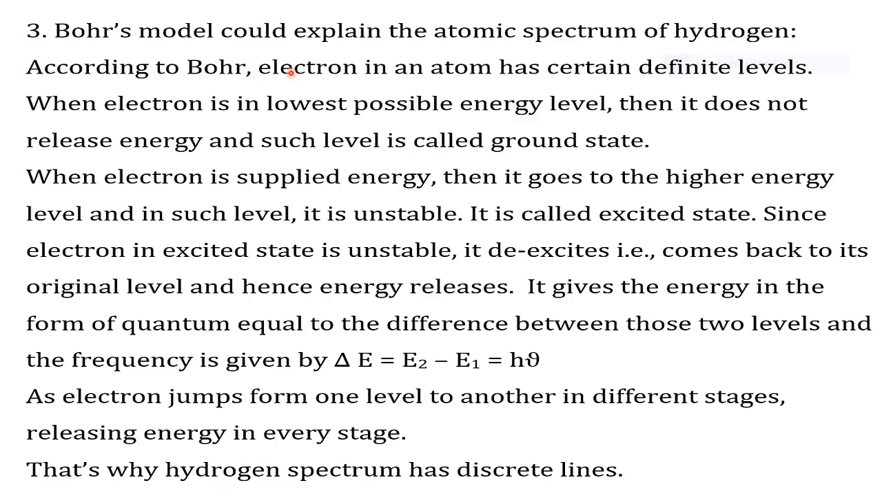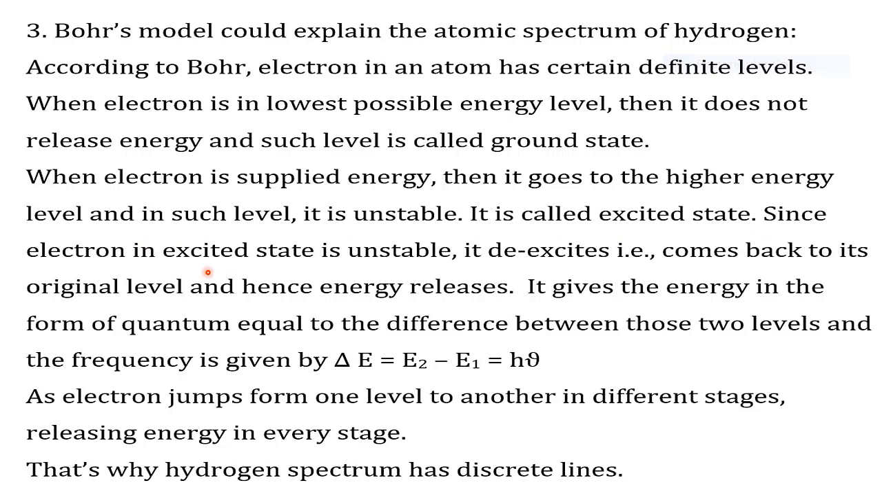Bohr's model could explain the atomic spectrum of hydrogen. According to Bohr, an electron in an atom has certain definite energy levels. When an electron is in the lowest possible energy level, it does not release energy, and such a level is called the ground state. When an electron is supplied energy, it goes to a higher energy level, and in such a level it is unstable. It is called the excited state.